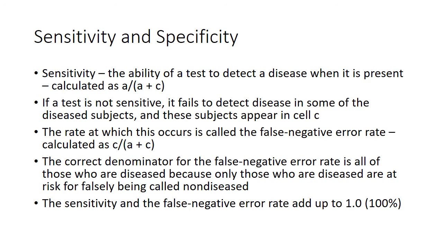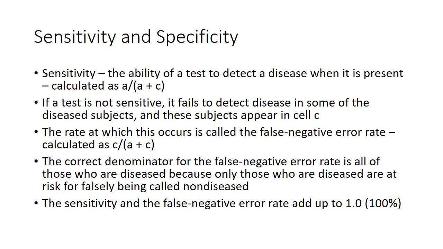If the test isn't very sensitive, then you're going to fail to detect disease in some of the people who have it, and then you're going to have a larger number of people that fall into category C, right? If you have a very sensitive test, A would be much larger, so your numerator would be much higher, which means you have a more sensitive test, right?